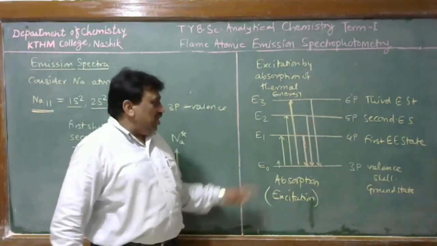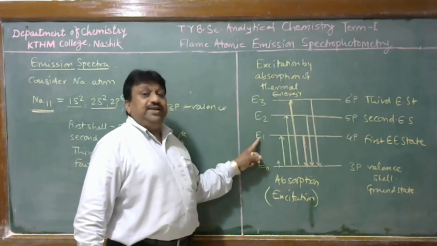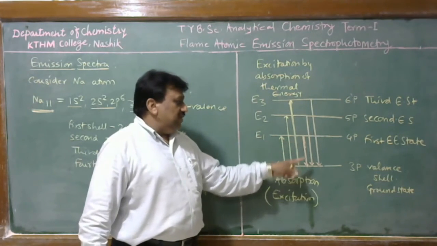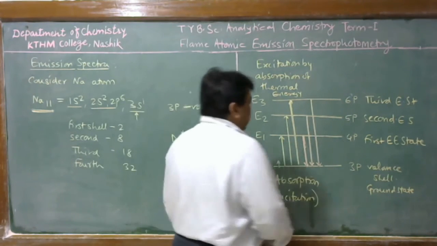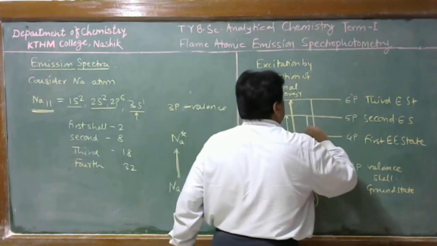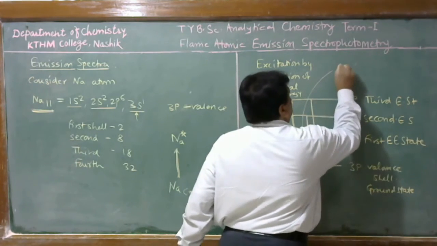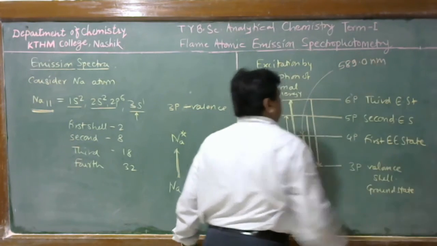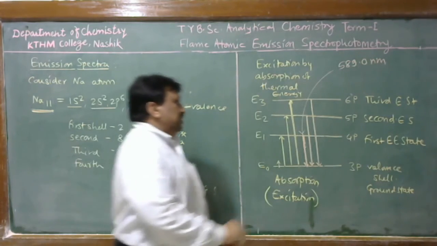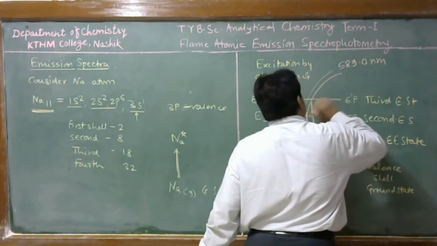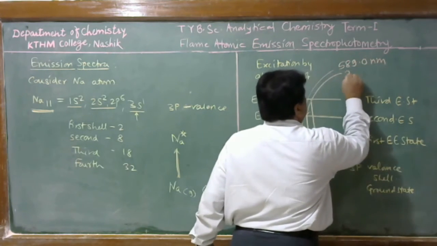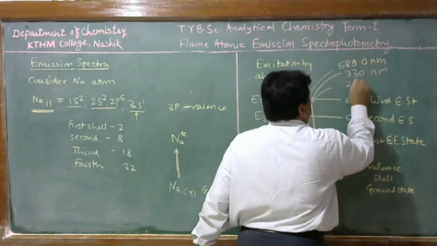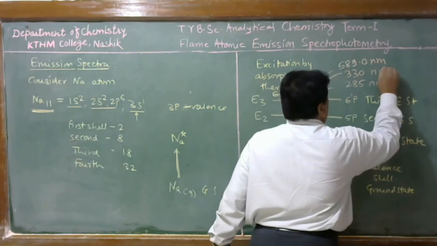That means the electron which is promoted from E0 to E1 also comes back from E1 to E0. During this de-excitation, the energy emitted as radiation is 589 nanometer for the sodium. Similarly here, for the second de-excitation, the energy is 330 nanometer, and for the third de-excitation, the energy is 285 nanometer.